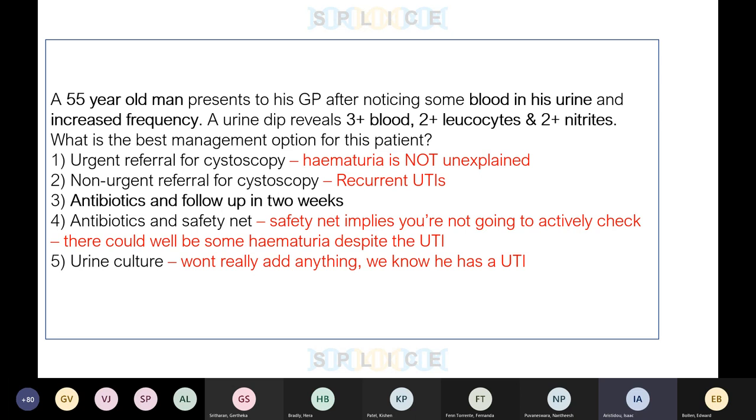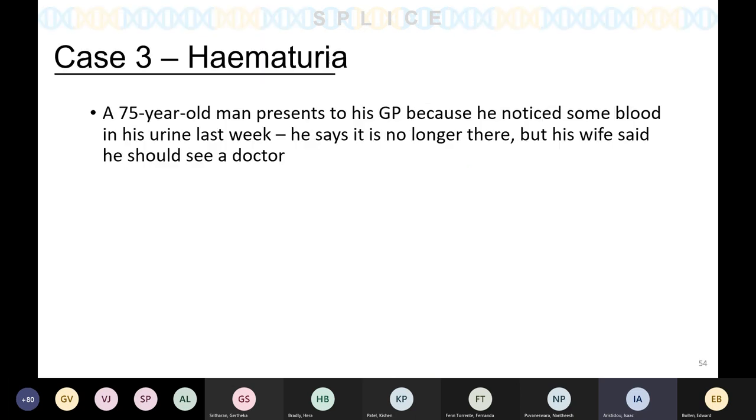But yeah, 2 week wait is what you would do otherwise if there were no other underlying potential causes. But we'll go through a much simpler case now. If there was hematuria, so yeah, if he didn't have an underlying UTI, this would be straight away 2 week wait. But basically, yeah.